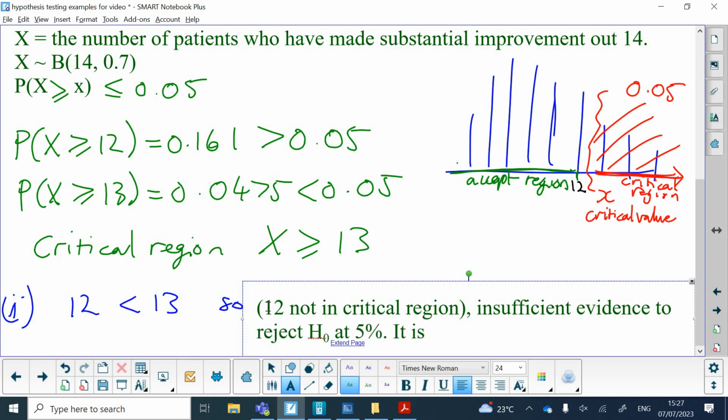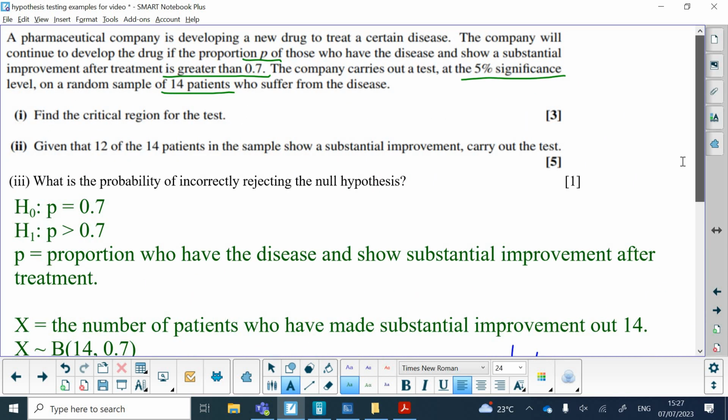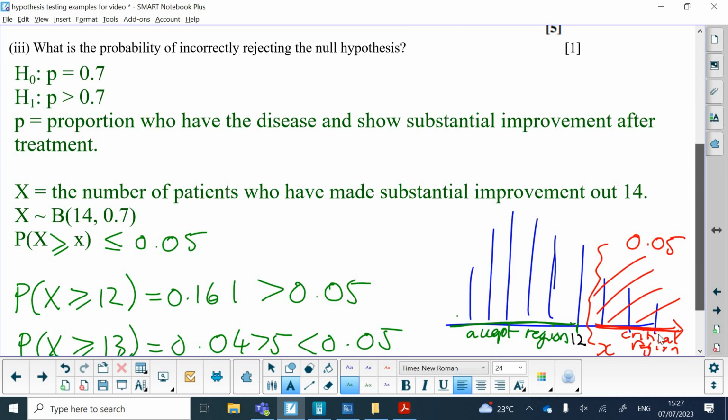So it is unlikely that, and then we copy words from the question, so we go back up. The proportion who've shown substantial improvement is greater than 0.7.